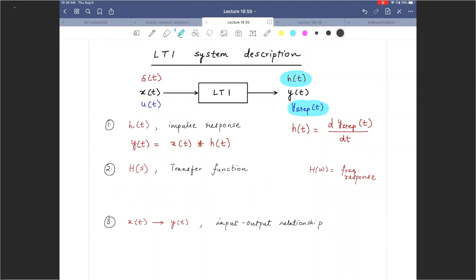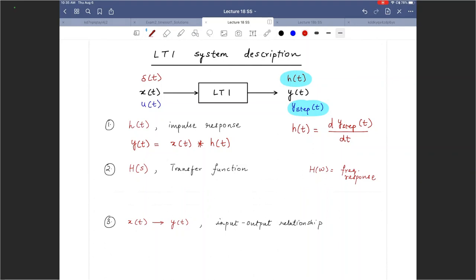Okay, so that's one way to find the output of the LTI system. Take the input in time domain, take the impulse response in time domain, do the convolution in time domain, you get your response y of t, right? That's one way of doing it. And in some other cases, it might be useful to work in the Laplace domain or the frequency domain.